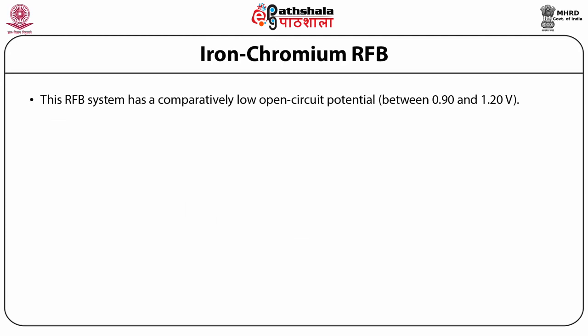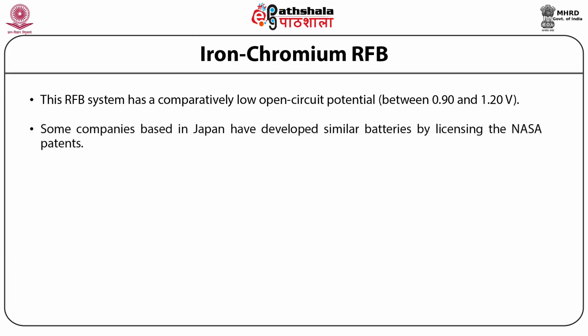This RFB system has a comparatively low open circuit potential between 0.9 and 1.2 volts. The design of the iron-chromium system must withstand crossover of iron to the chromium stream and vice versa. Some companies based in Japan have developed similar batteries by licensing the NASA patents. However, it does not show any significant improvement in the low output voltage and efficiency.